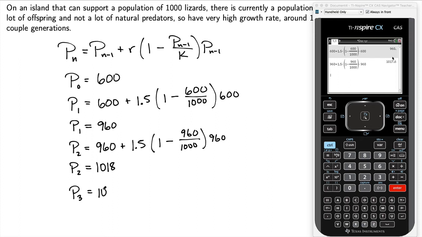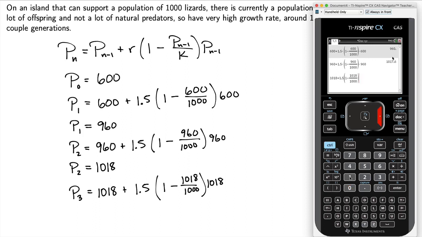We have 1,018 plus 1.5 times 1 minus 1,018 over 1,000 times the 1,018. Plugging this into our calculator, and we see that it dropped down here. Again, rounding to the nearest whole number, we have about 991.